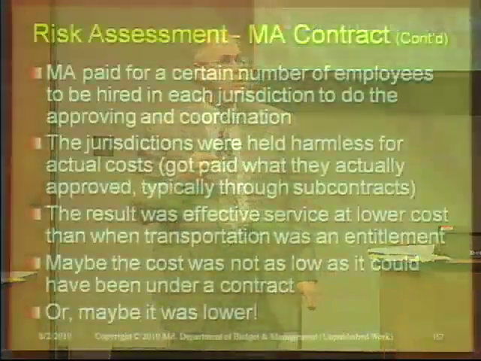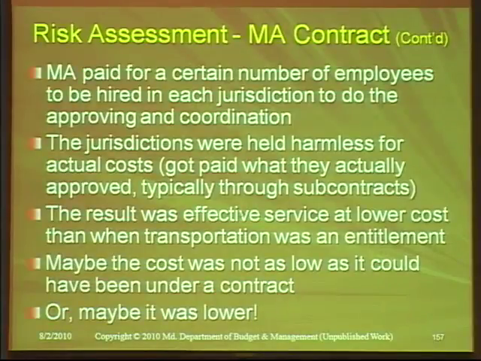MA paid for a certain number of employees to be hired in each jurisdiction to do the approving and coordination. The jurisdictions were held harmless for actual costs because some of them didn't want to just take the risk that they would incur costs beyond what MA was paying them. So MA said, we'll approve what you do, and if you can prove to us you need more, we guarantee we'll pay you whatever your costs are that are reasonably necessary. So they got paid for what they actually approved, typically through subcontractors.